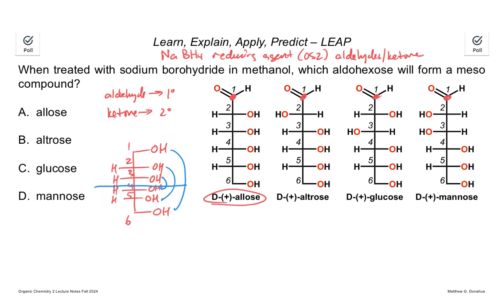The stereogenic centers are 2, 3, 4, and 5. So it satisfies that word meso. So allose is the correct answer for this one.